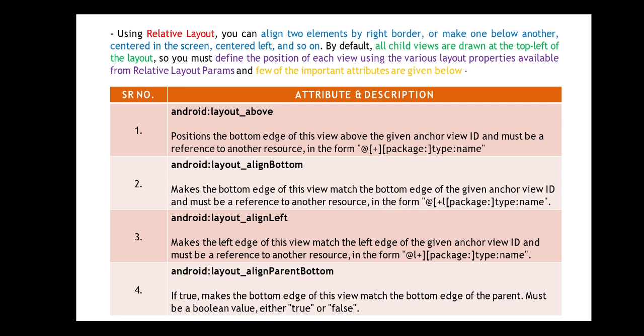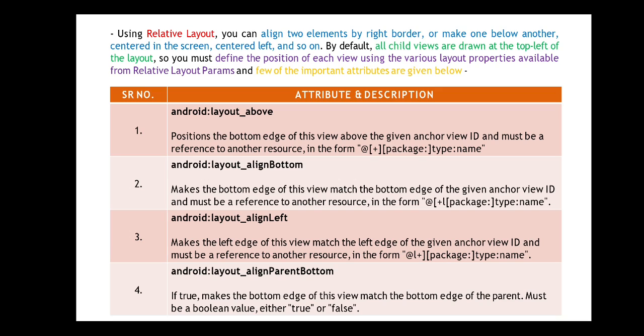Using relative layout you can align two elements by the right border, or make one below another, otherwise centered in the screen, centered left, and so on. By default, all child views are drawn at the top left of the layout, so you must define the position of each view using various layout properties available from relative layout parameters, and a few of them are below. Some of the attributes of the relative layout are given below.